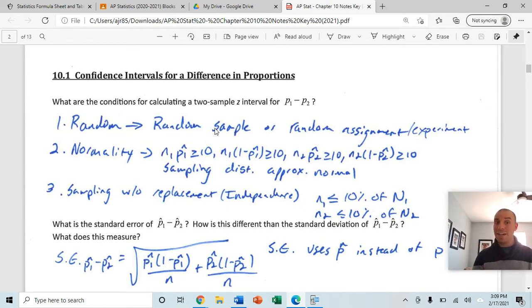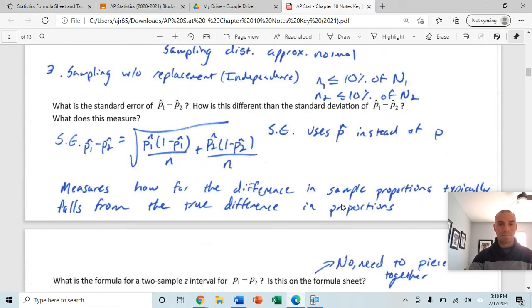So that's the type of idea, confidence interval for the difference of proportions. Check your normality: n1 times p1 hat greater than or equal to 10, n1 times (1 minus p1 hat), and then the same thing for your second one. So you have to check this 4 times here. Again, independence condition: if we're dealing with sampling in a random sample, not the experiment, we have to make sure our sample size is less than 10% of the population size.